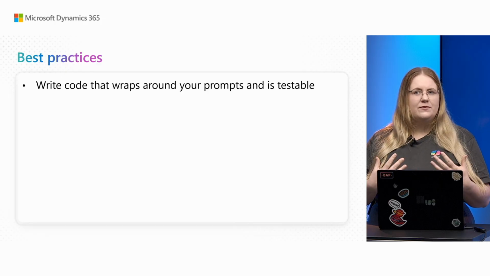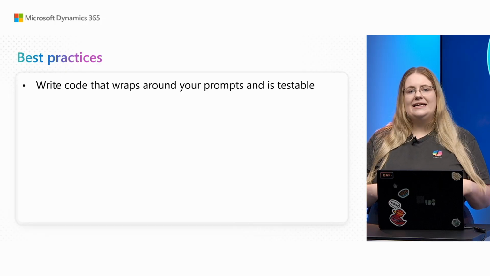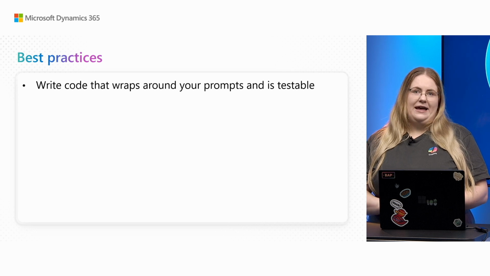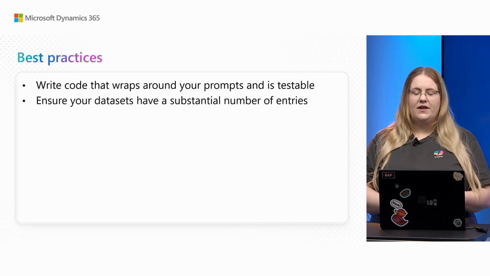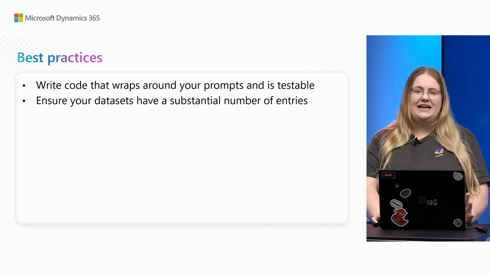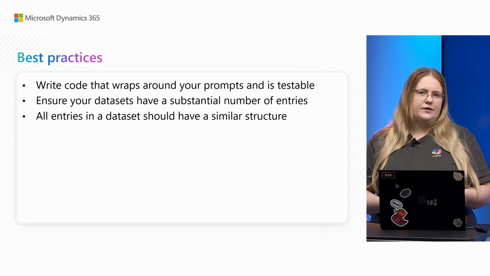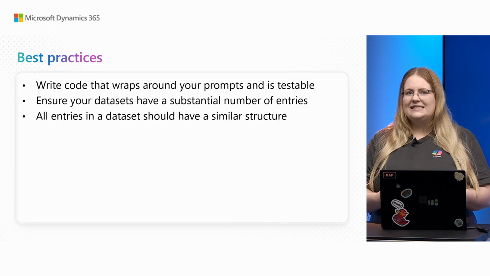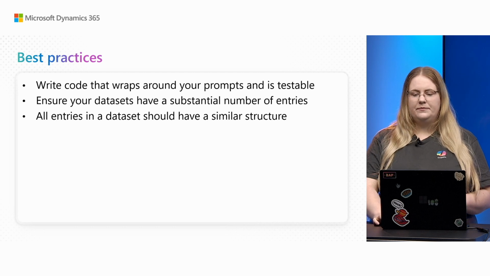Let's wrap up with some best practices when working with the toolkit and testing your features. First of all, write code that wraps around your prompts and is testable, so you can easily access your feature through AL tests. Ensure that your datasets have a substantial number of entries. As mentioned before, even slight variability in prompts can impact how your feature behaves. And all entries in the same dataset should have a similar structure. After all, the same test procedure will go through all of them.